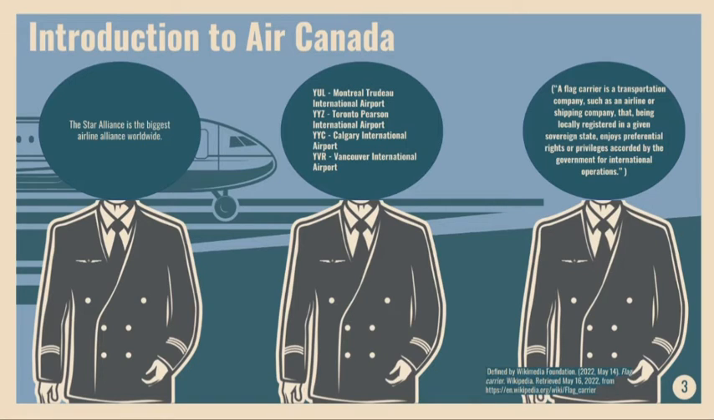Air Canada had its beginnings in 1937 when it was originally founded. The airline flies to 222 locations in 98 countries worldwide. It was also a founding member of the Star Alliance, which was the world's biggest airline alliance. The major hubs for Air Canada are YUL, YYZ, YYC, and YVR.